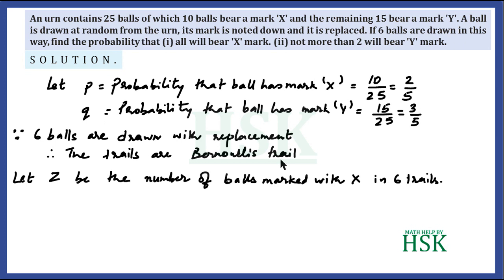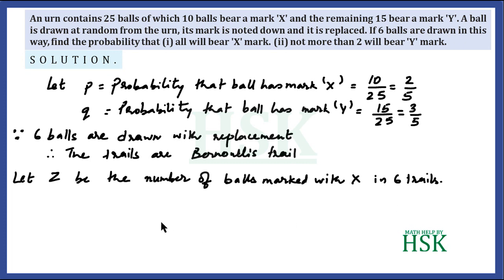So each trial has 2 outcomes, that is success or a failure. Okay, and the probability of success for each trial is going to remain the same. There are 6 trials and each trial is independent. Outcome of each trial is independent. So therefore the 6 balls which are drawn with replacement under the given condition represent Bernoulli's trials. Let Z be the number of balls marked with X in 6 trials.